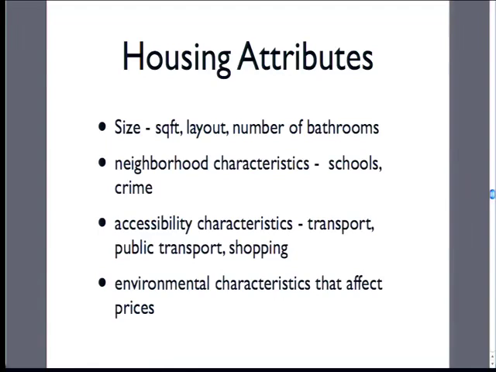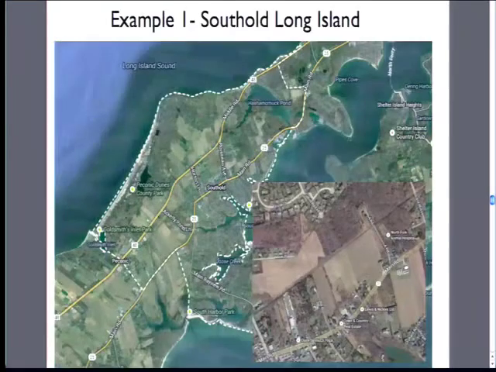So here we think about if the value of the houses is Y, we have a whole bunch of X's that are mostly going to drive Y, and then we have a leftover that we can try and measure, which is going to be the environmental attribute. Here's just an example from Long Island.